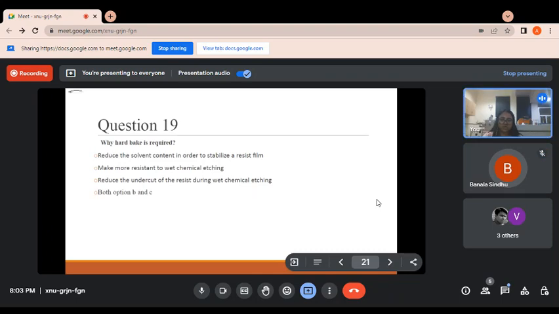ma'am. Reduce the undercut of the resist during the wet chemical etching. Yes, it is true, but option B is also right: make more resistant to wet chemical etching. Okay, so that's why we go for the hard bake, then we go for the wet chemical etching. Because if we don't do this process, then if we go for the wet chemical etching, the photoresist is also gone. So that's why we go for the hard bake process.